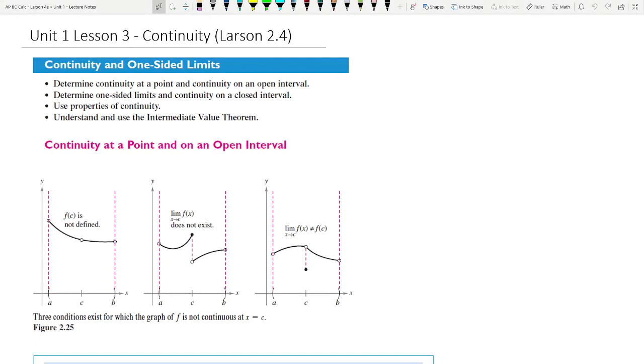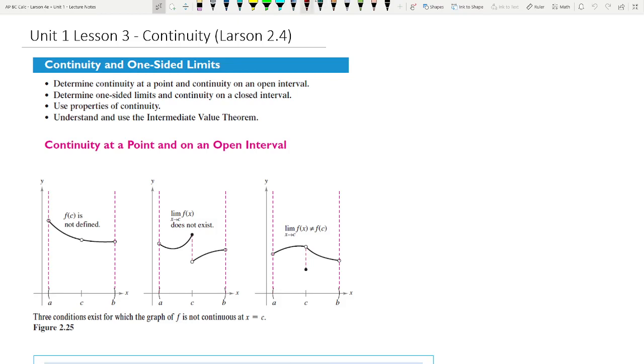All right, welcome back. We are looking at lesson 3 from unit 1, and the topic that we are looking at today is continuity. So the goal is to look at what the definition of continuity is, and also we'll look at one-sided limits, some of the properties of continuity, and also the intermediate value theorem.